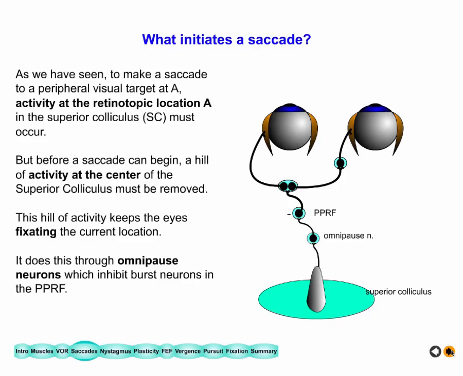So, we know this much about saccades. Now, the other thing we know is that when we're doing fixation, we're not making an eye movement. The reason we're not making an eye movement is because these neurons called omnipause neurons are inhibiting the PPRF, inhibiting the PPRF from producing this burst. So before we can make a saccade, we've got to get rid of this hill.